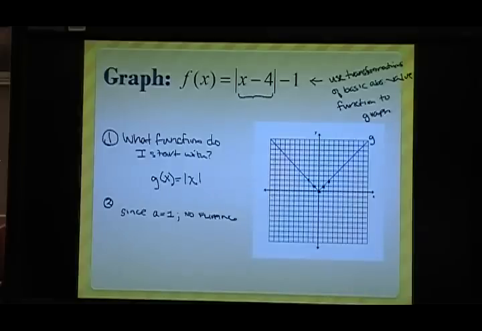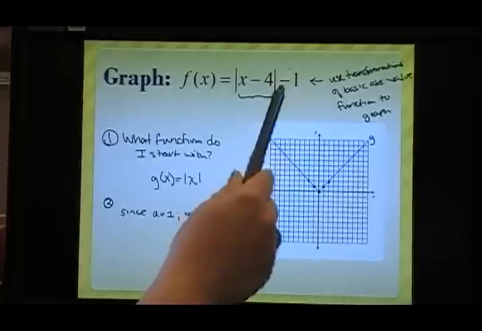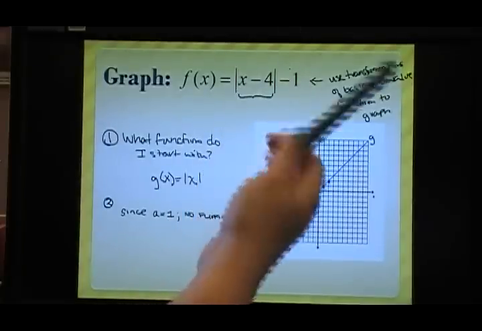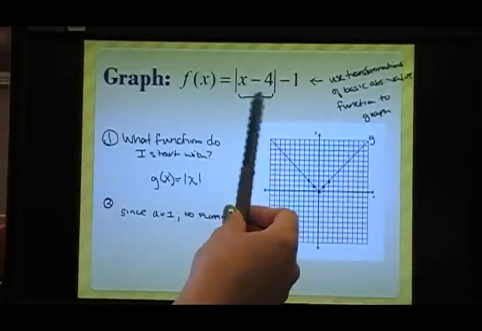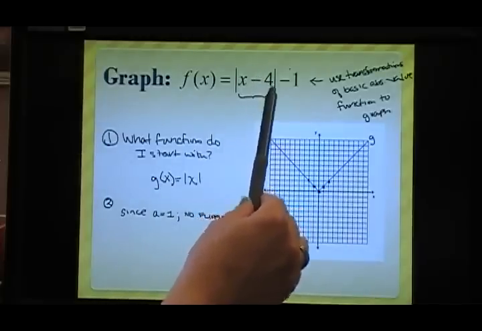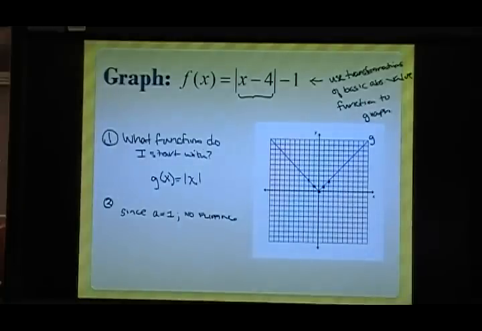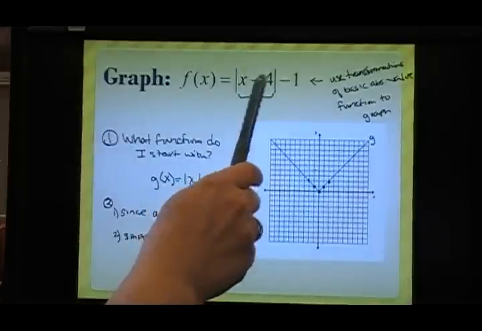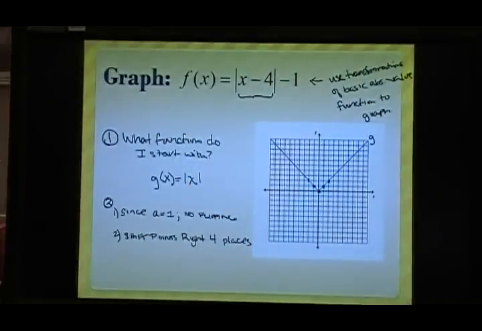Inside, with the x, if there's a number inside the absolute value or the square or whatever type of function you're dealing with, that's a left or a right shift. Since it's minus 4, that tells me I need to move all the points. So first of all, no flipping. Second of all, I'm going to shift my points to the right, because it's minus 4 places. Okay? If this had been plus 4, I would have shifted them to the left 4 places.